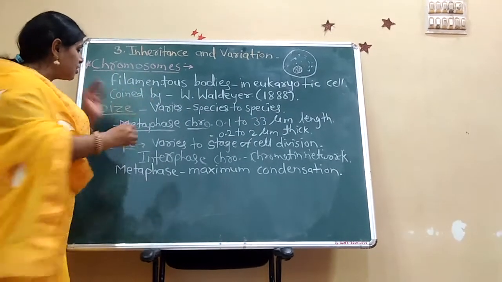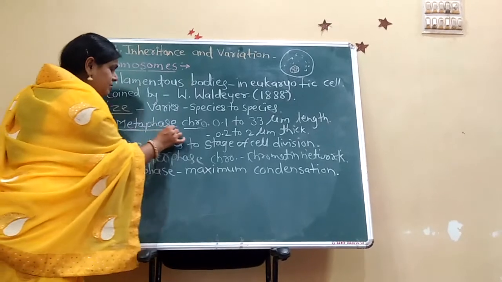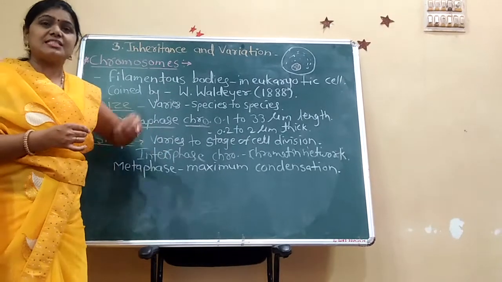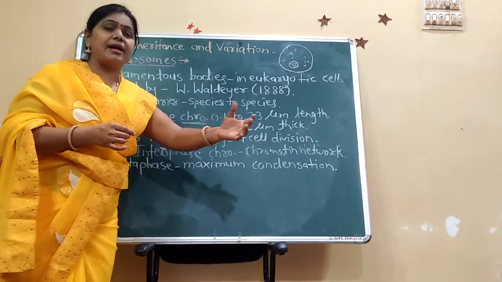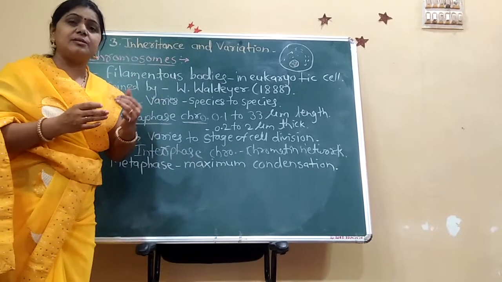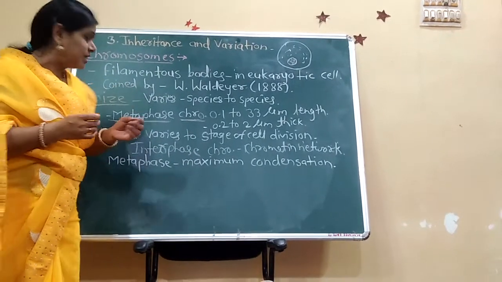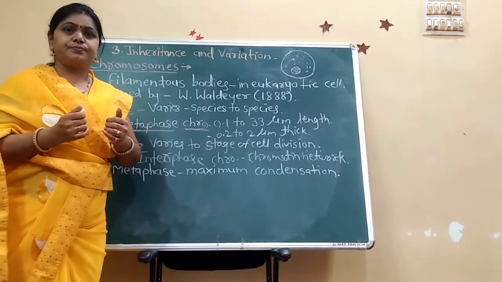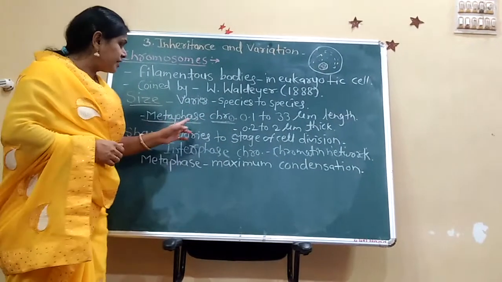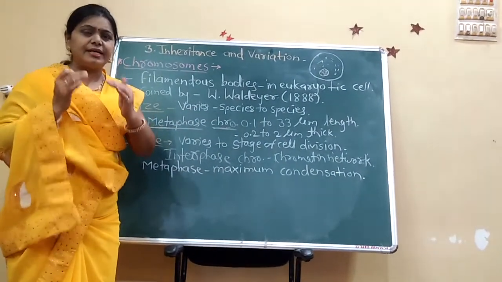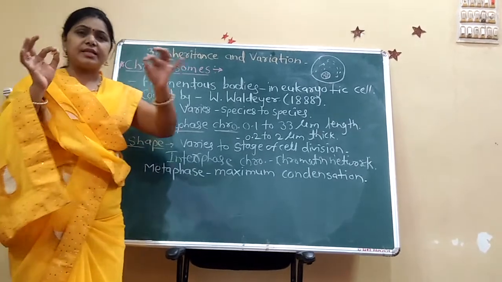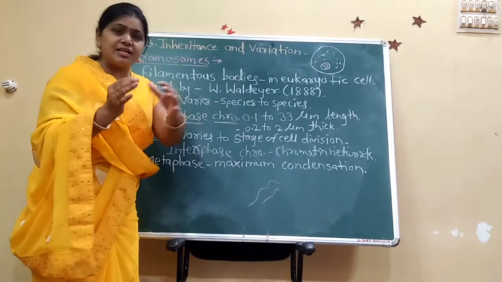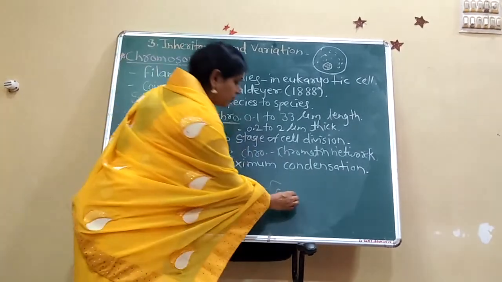Why are they called metaphasic chromosomes? We know about metaphase in cell division: when a cell divides it goes through 4 stages, that is prophase, metaphase, anaphase and telophase. In the metaphase stage the chromosomes are condensed. The chromosomes are long thread-like structures, and they condense further and their thickness increases like this.